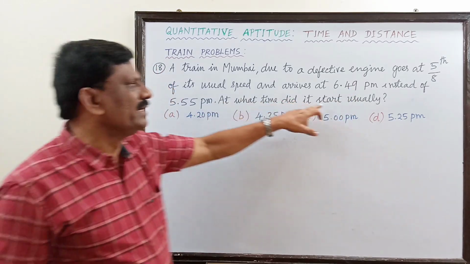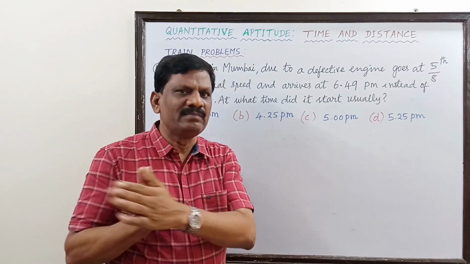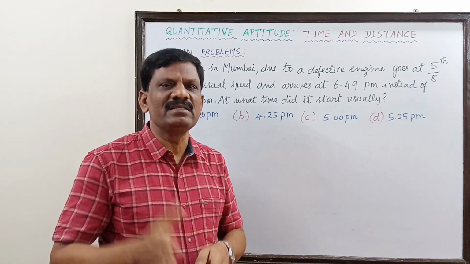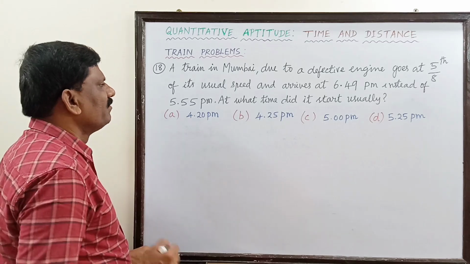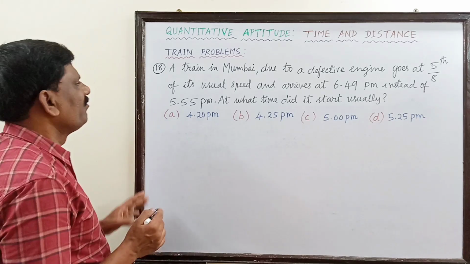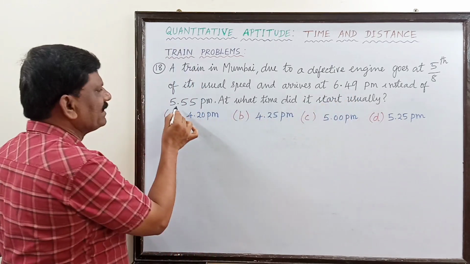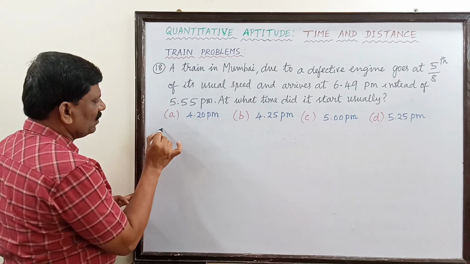At what time did it start usually? So we have to find out at what time the train will usually start if its speed is usual. For that, first of all, we will find out the difference in time between 6:49 and 5:55.